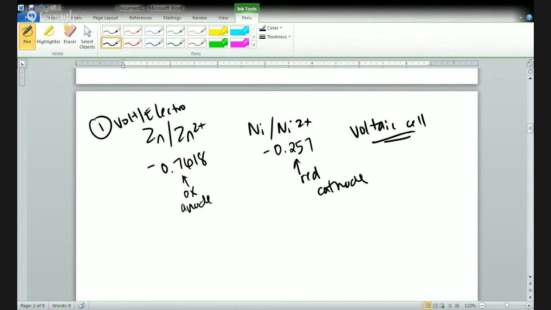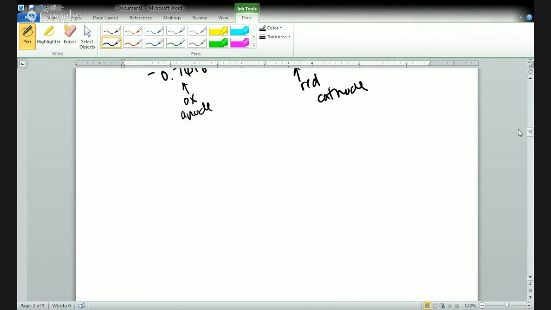Okay, so the purpose of spectator ions in any cell, for that matter, in any sort of cell or electrolytic cell, is simply to get whatever piece we need for the oxidation or the reduction into the cell.